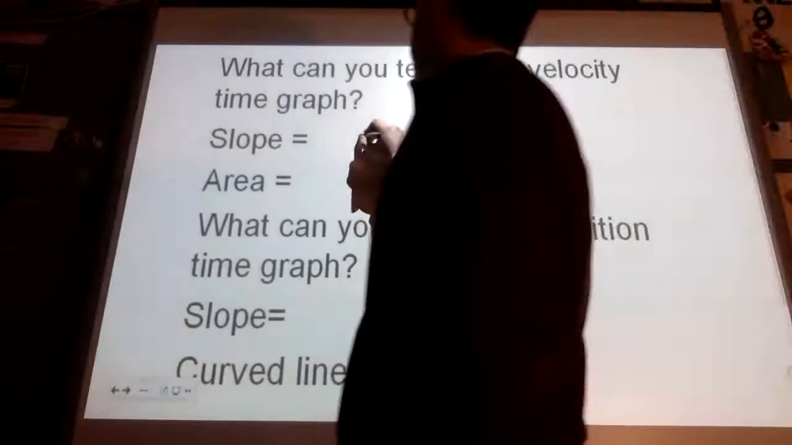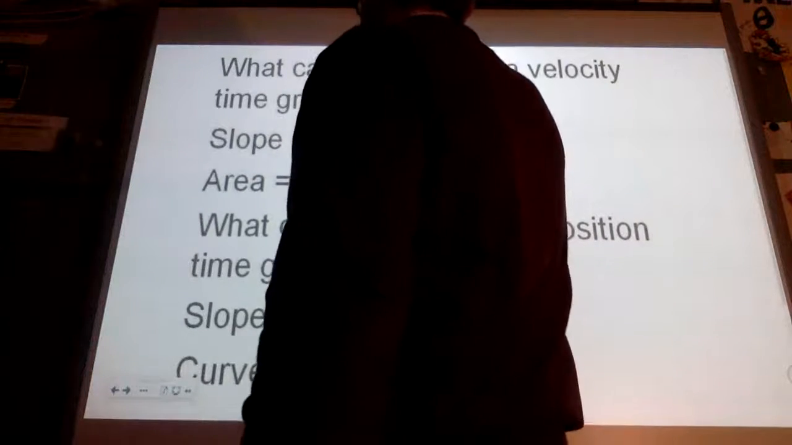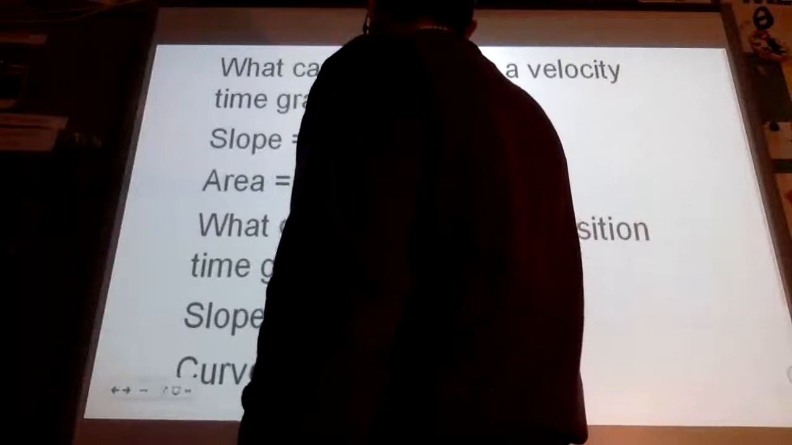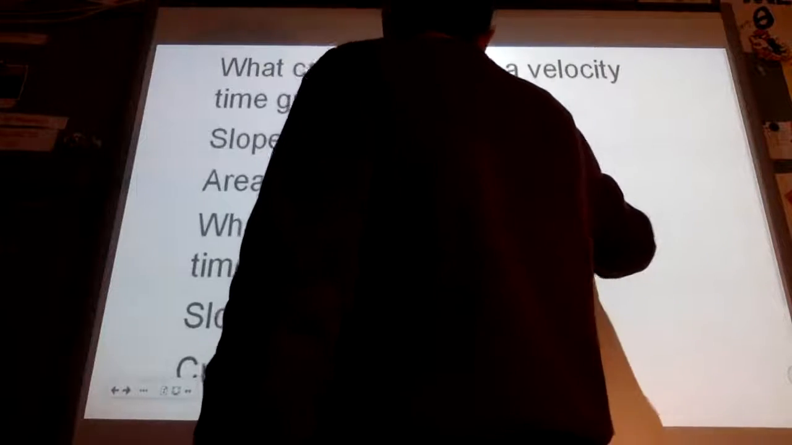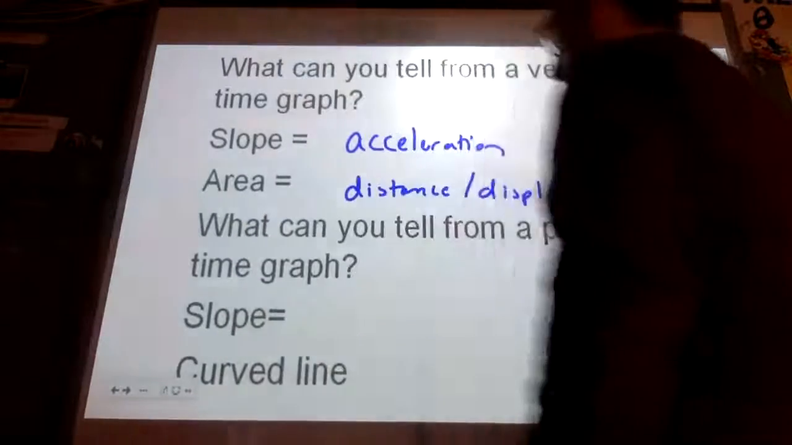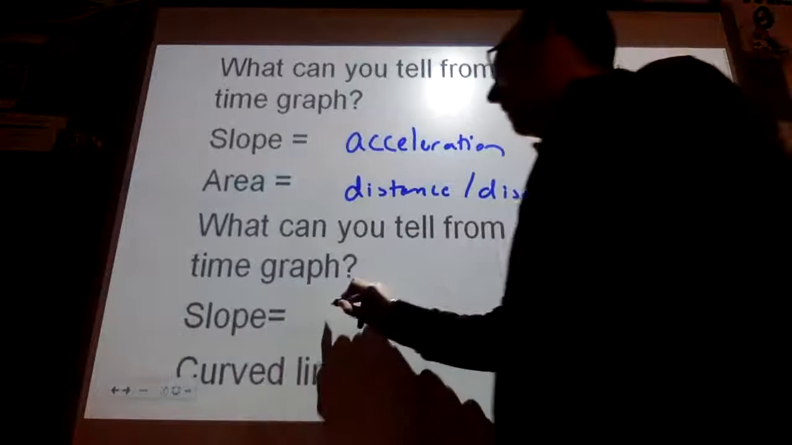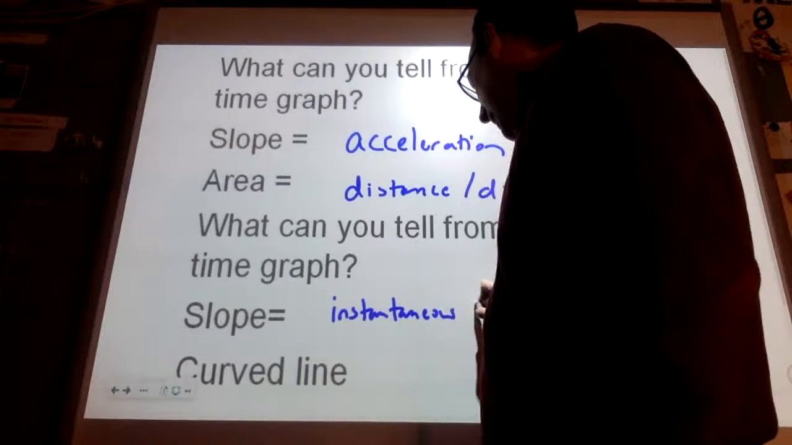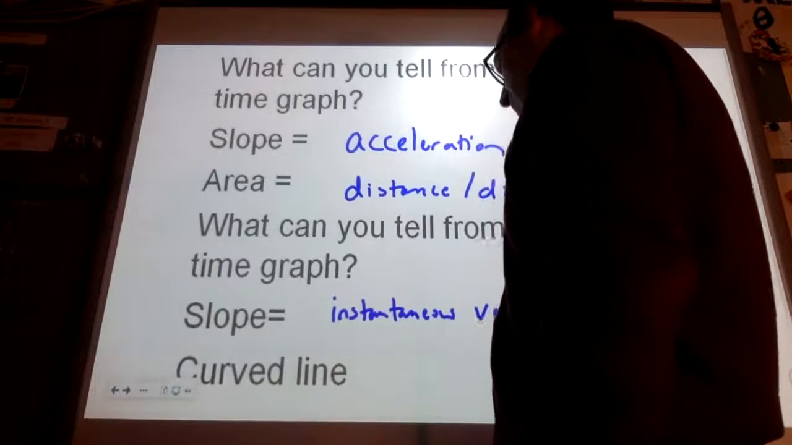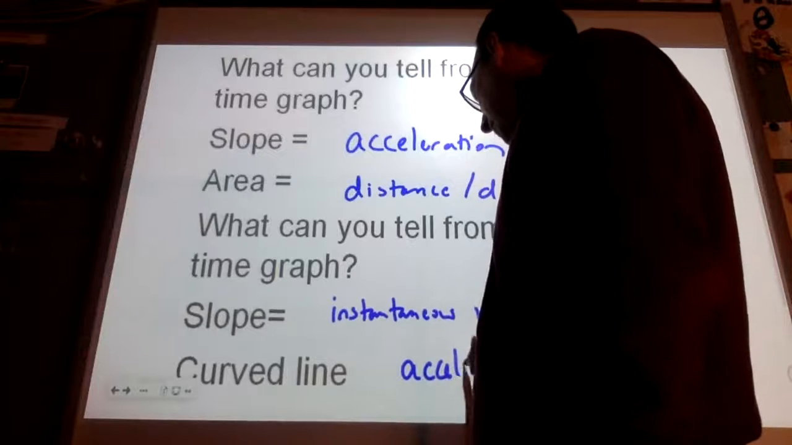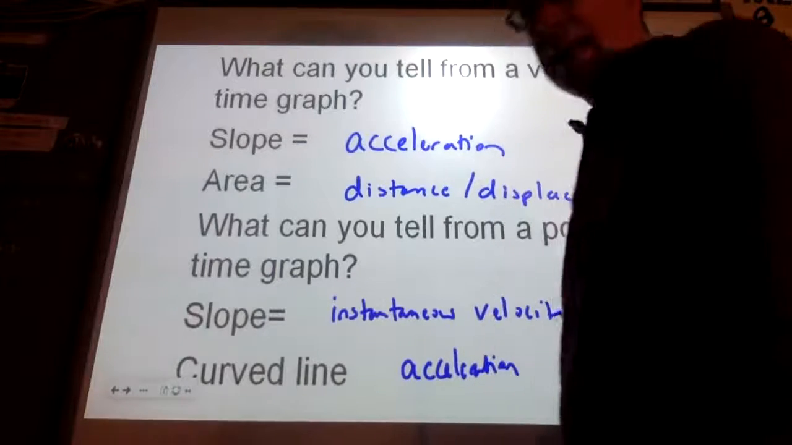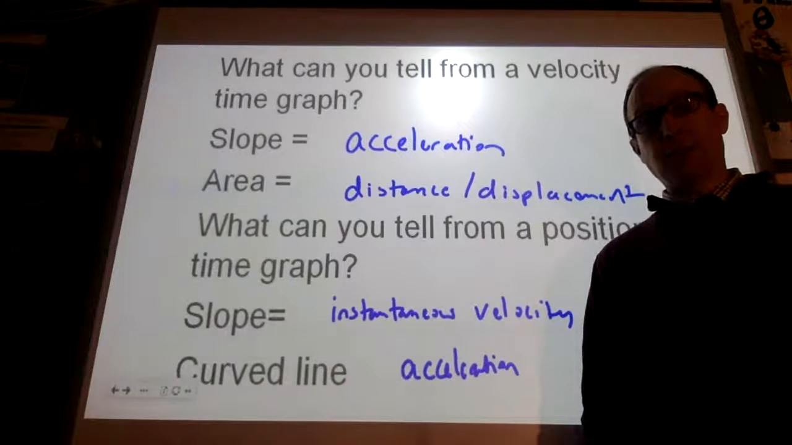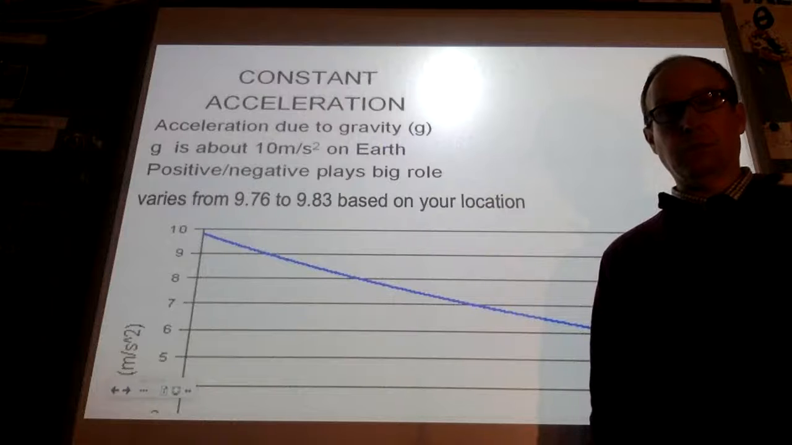All right, so from a velocity time graph, our slope is going to be our acceleration. The area is going to be distance or displacement. For a position time graph, our slope is going to be the instantaneous velocity. A curved line tells us that we have some kind of acceleration. It does not need to be constant acceleration. It could be a changing acceleration.